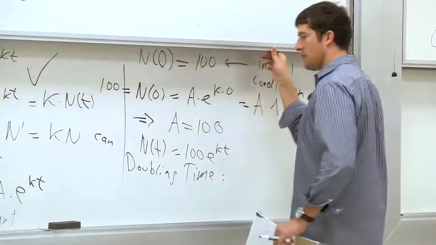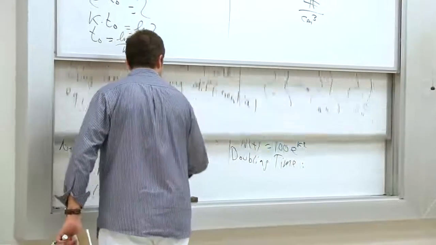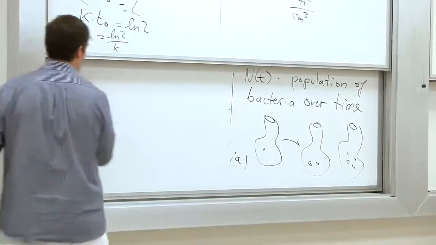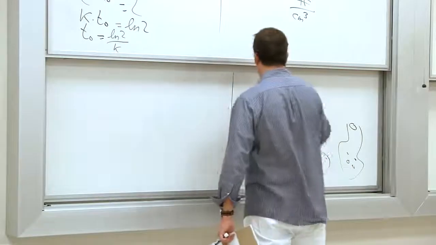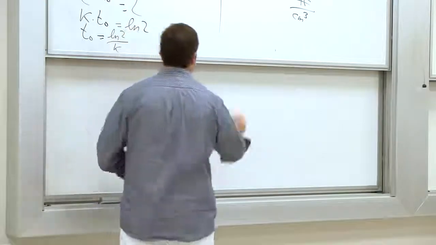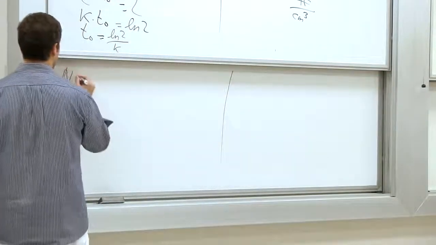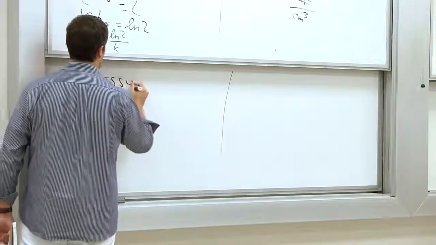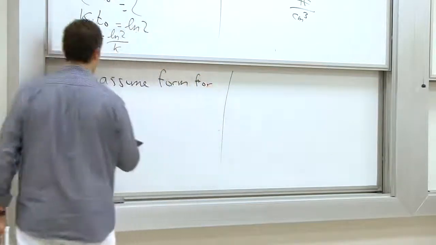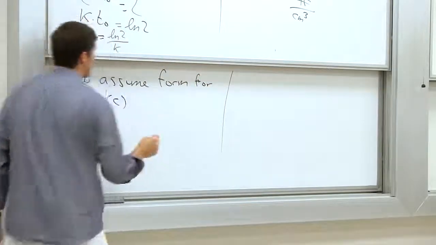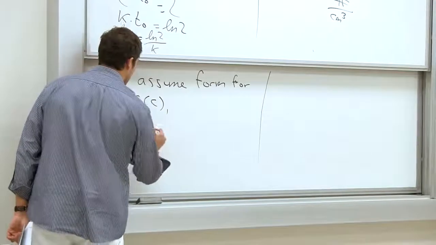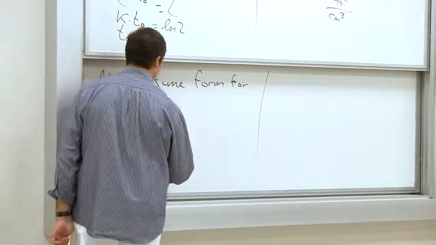Okay, let me delete this here. All right. So now assume a form for the K of C. We're going to assume that K of C is equal to a constant times C.